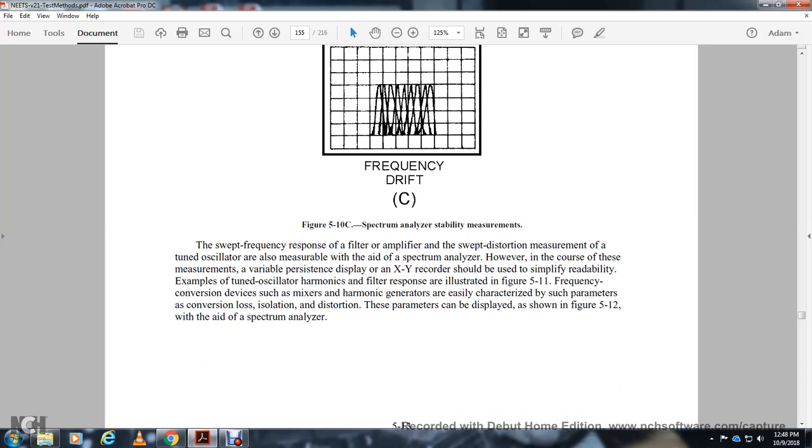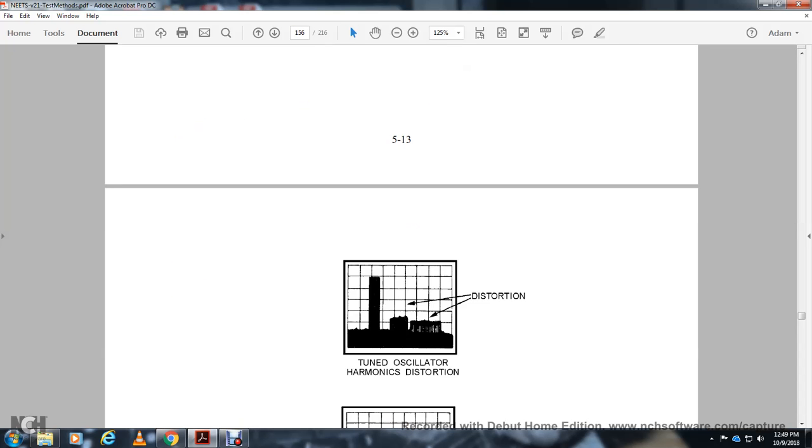Swept frequency filter and amplifier distortion measurements, with a tuned oscillator, can be made with the spectrum analyzer. The variable presents the display on an XY recorder that is simply readable, for example the tuned oscillator harmonics and filter response illustrated in figure 5-11. Frequency conversion devices such as mixers and harmonic generators are usually characterized by parameters of conversion loss and isolation. Distortion parameters are displayed in figure 5-12 with the spectrum analyzer.